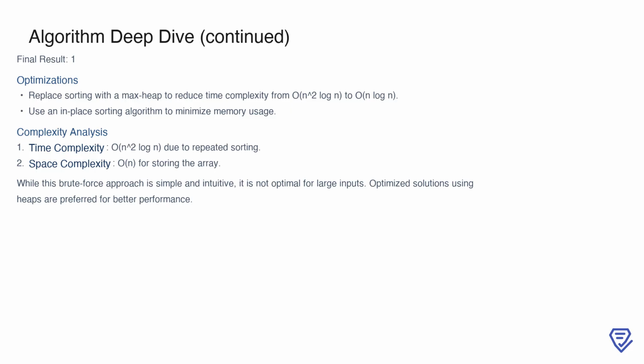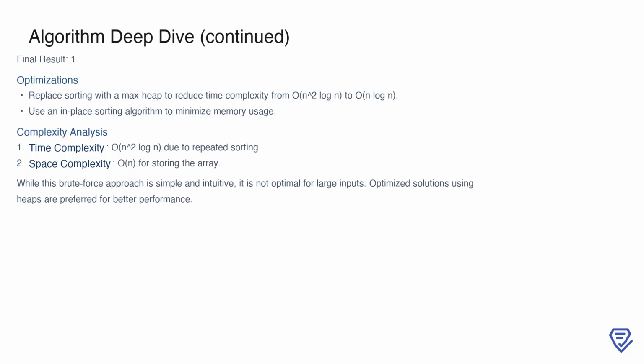However, while the brute force approach is simple and intuitive, it is not optimal for larger inputs. To improve efficiency, we can replace sorting with a max heap. A max heap allows us to retrieve the two heaviest stones in logarithmic time, reducing the overall time complexity from n squared log n to n log n. Furthermore, using an in-place sorting algorithm can help minimize memory usage.